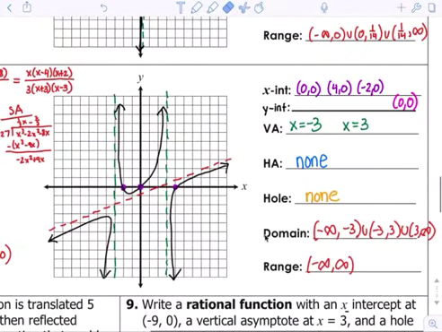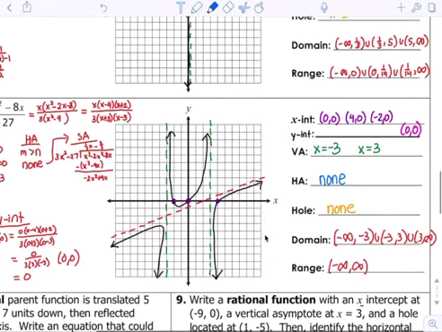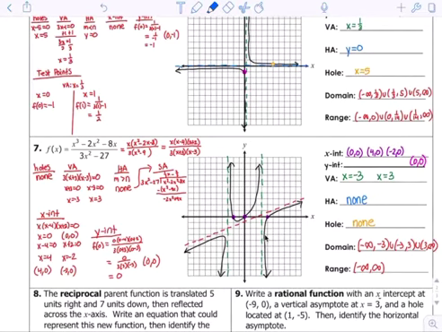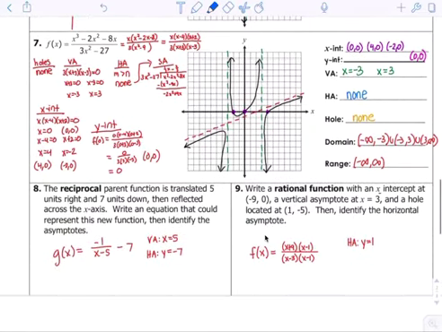Okay, so for domain, we don't have any holes, but we got vertical asymptotes, so negative infinity to negative 3, union negative 3 to 3, union 3 to infinity. Okay, so for range, notice that there are no holes or horizontal asymptotes, which means that your range is going to be all real numbers, so negative infinity to infinity. Again, this one's pretty challenging, you guys, but I think you guys can do it, okay? You guys are savvy enough to know how to do it.